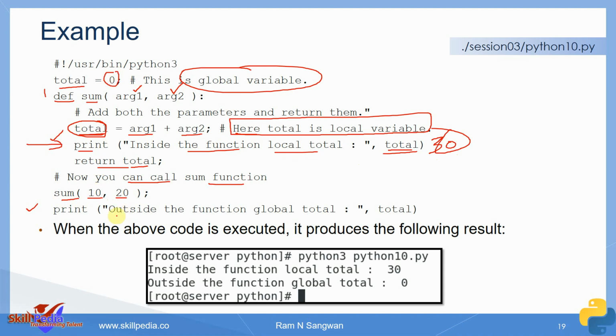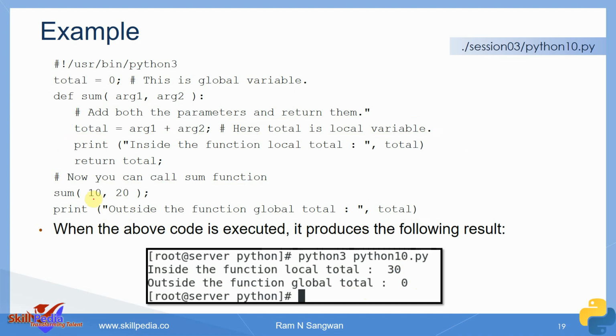If you try this, outside the function the global total is still what you passed, that is 0. And that's why you see inside the function local total is 30, outside the function the value of total is 0. Once again, sum 10 20, 10 will go to argument 1, 20 will go to argument 2.